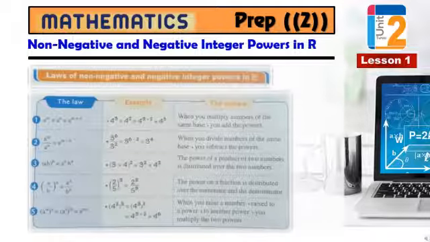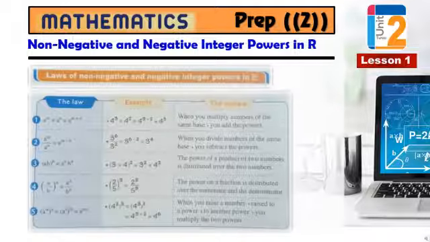And rule number 2: a^m over a^n equals a^(m-n). Also, we have studied before, if you divide numbers of the same base, you subtract the powers. For example, 3^6 over 3^2 equals 3^(6-2) equals 3^4.